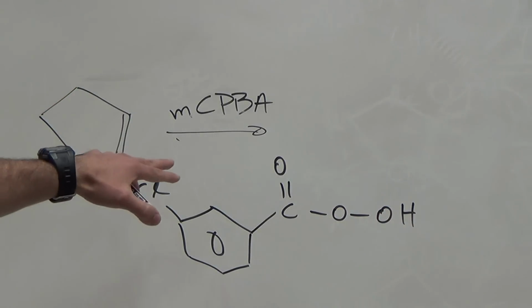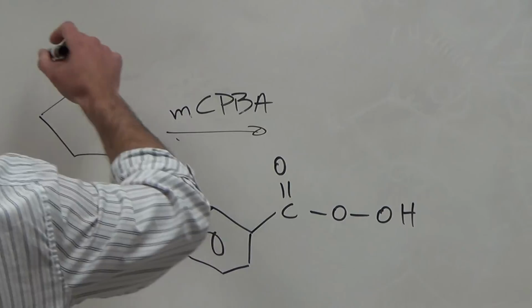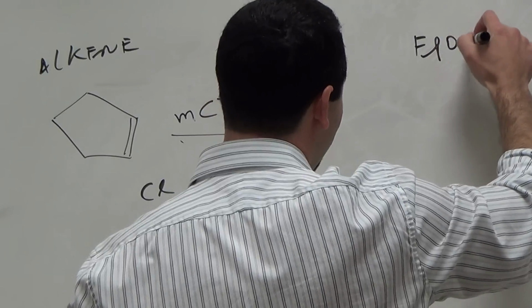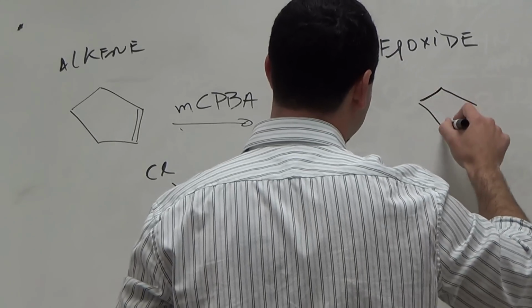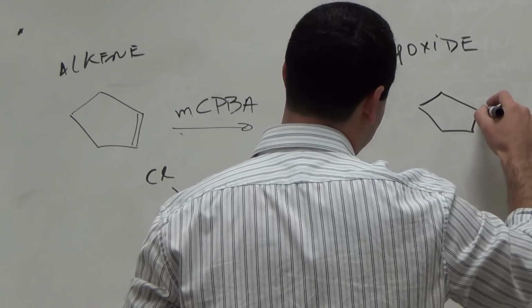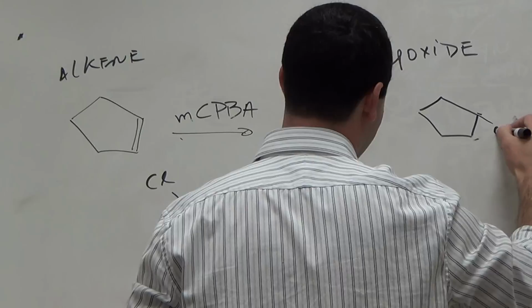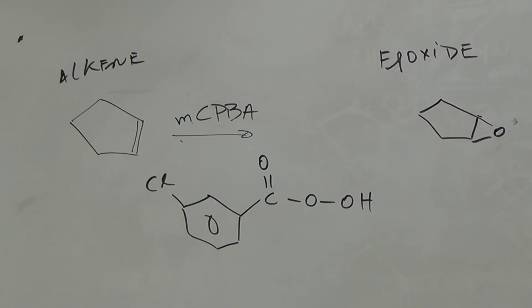What this is going to do is undergo an oxidation. So MCPBA oxidizes the alkene and it's going to make an epoxide from here. This is an alkene, and this is an epoxide. You ever heard of epoxides before? Obviously the epoxide will be on the same side, because it's triangular. So you can put both dashes or both wedges or whatever you want.